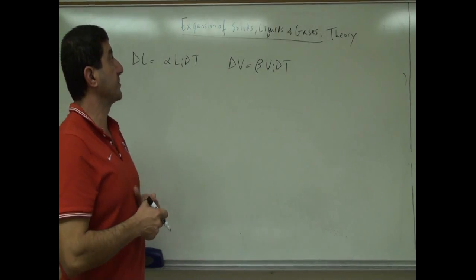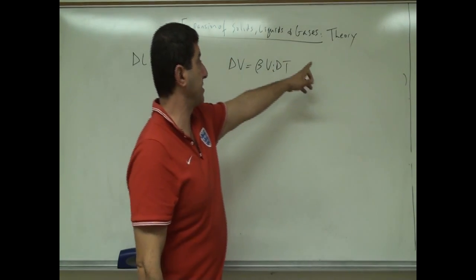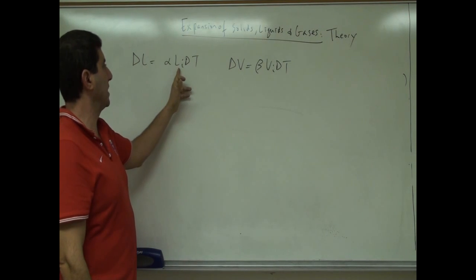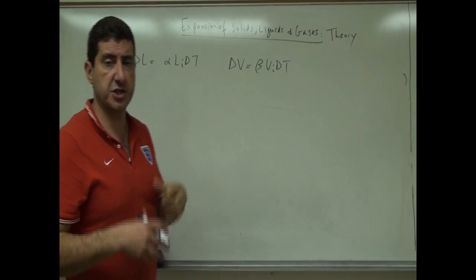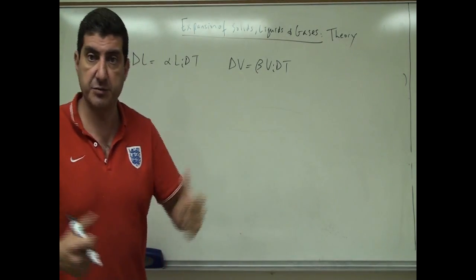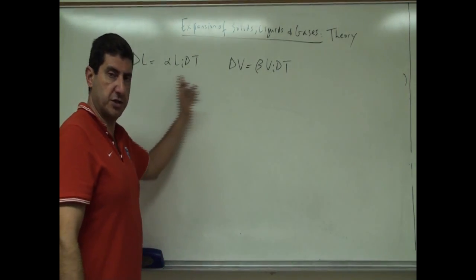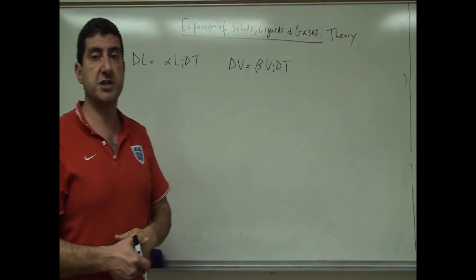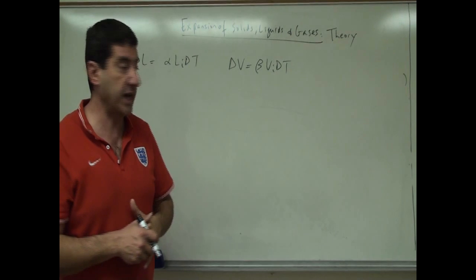Cover the theory of the expansion of solids, liquids, and gases. Delta L is equal to alpha L initial delta T gives us the equation for the linear expansion of a metal, or it could be any other material, the linear expansion in the linear direction. Delta V is beta V initial delta T gives us the volume expansion of a liquid or a gas, right?